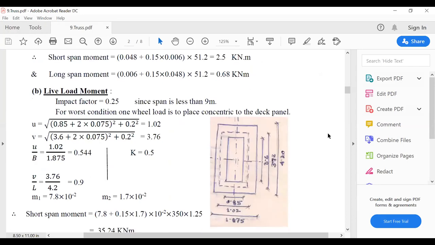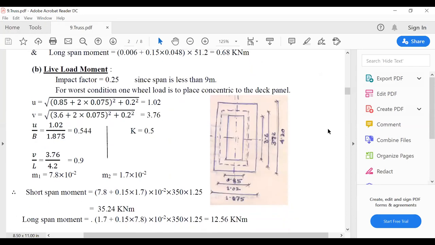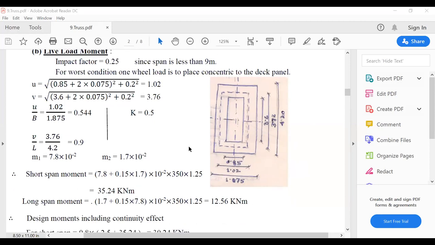Now, live load. This part is the live load. This square inside is the live load. So please tell me, have you studied the IRC loadings? You can speak directly. Have you studied? No, sir.